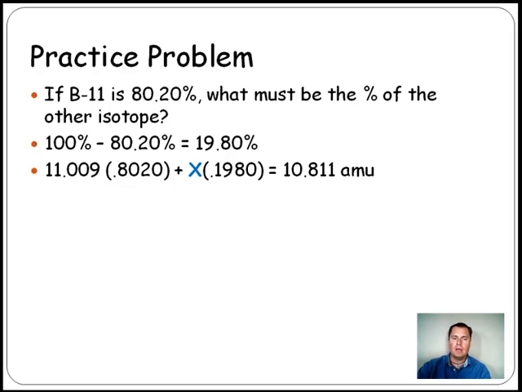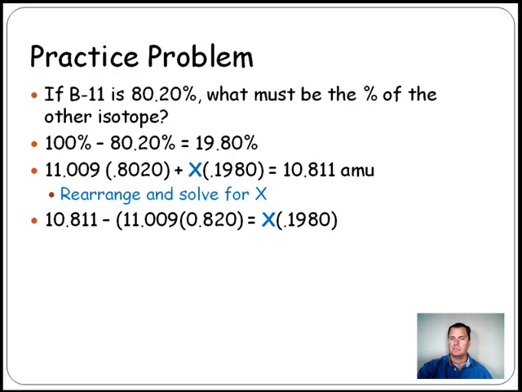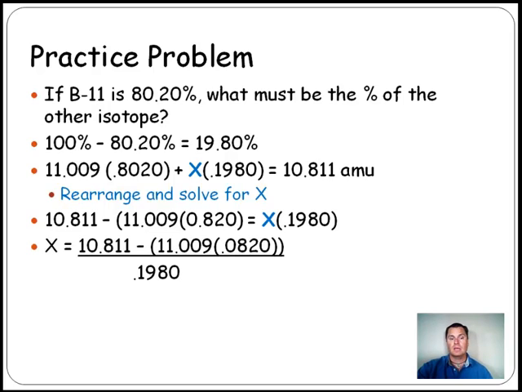So what we have to do now is rearrange and solve for x. So first thing I'm going to do is isolate x by itself. Okay, so I simply take the mass of boron minus the mass times the fractional abundance. Then I get x. Now to solve for x, all I have to do is divide both sides by the same thing, which is 0.1980. Okay, and then do the math. And I come up with 10.01 AMU. That's the mass of the second isotope. Okay, hopefully you're following me. If not, you need to come in and see me for extra help.